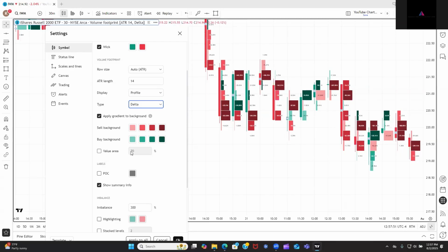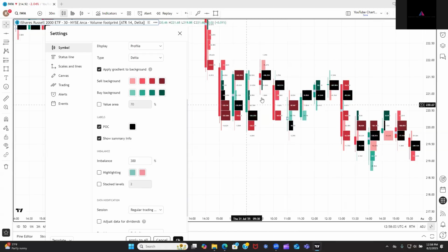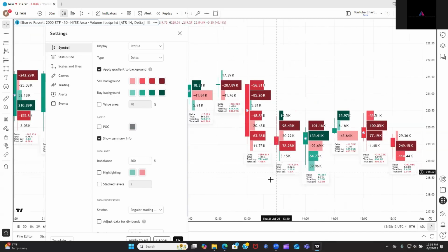Okay. Value area, I don't have it checked, but it's always going to be 70%. I really don't care to look at it on the footprint chart side of it. POC, I don't have it checked, but if I had it checked, you can see that it darkens it up. And you can change it to whatever color you want. Show summary, which was this delta, showing you the delta, who was actually in control of that candle, the total volume, how much was actually bought versus sold. You can have that information at the bottom.